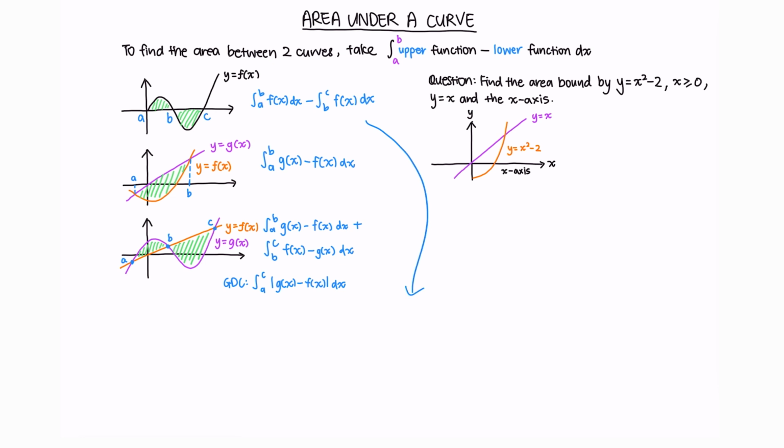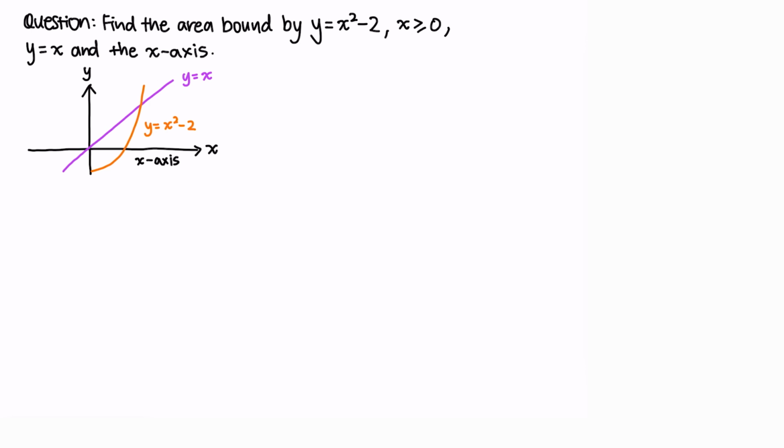The modulus must be inside the integral for this to work, not outside the integral. And same for the first one. If you want to find this in the GDC, what we do is the definite integral from a to c of mod of fx dx. Now let's try our question.